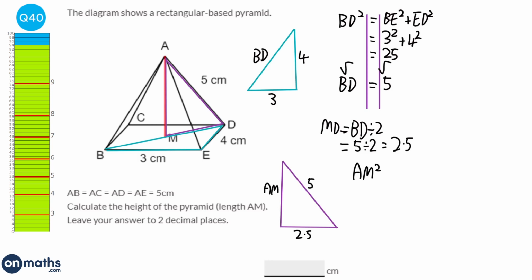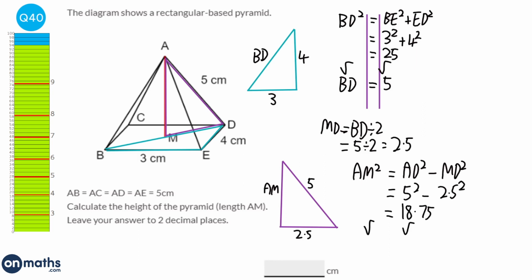So another bit of Pythagoras here. So AM squared is going to equal, and we're looking for AM, yep, AM squared is going to equal AD squared, take away MD squared, and that's going to be 5 squared minus 2.5 squared, which is going to equal 18.75. Then we'll square root both sides.